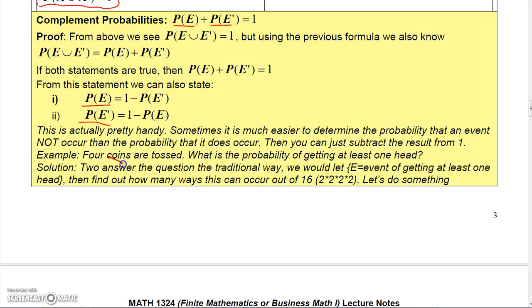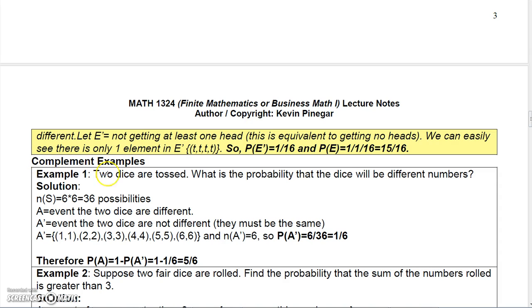So like a simple example here, if 4 coins are tossed, what is the probability of getting at least one head? Well, the complement of at least one head would be getting no heads. So basically what we could do is find the probability of getting no heads, and there's only one way out of 16 to get no heads, so the probability of getting at least one head would be 1 minus 1/16, which is 15/16.